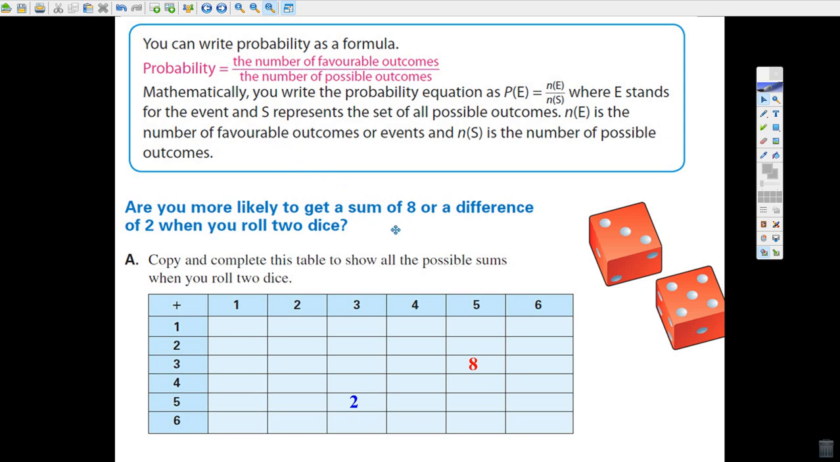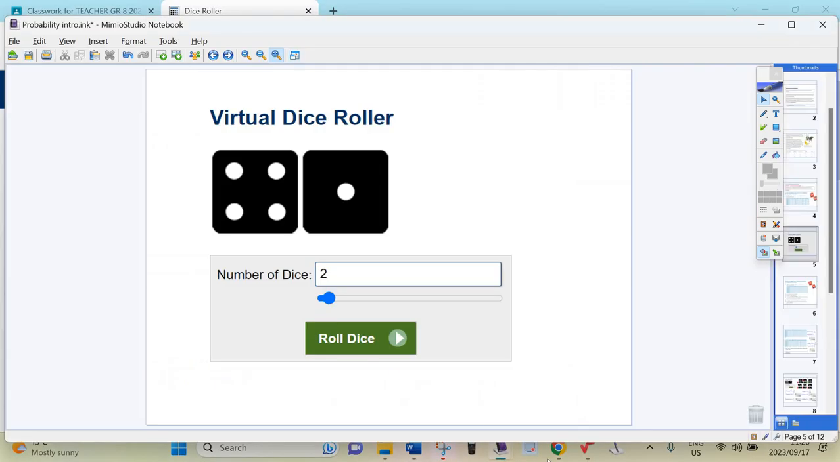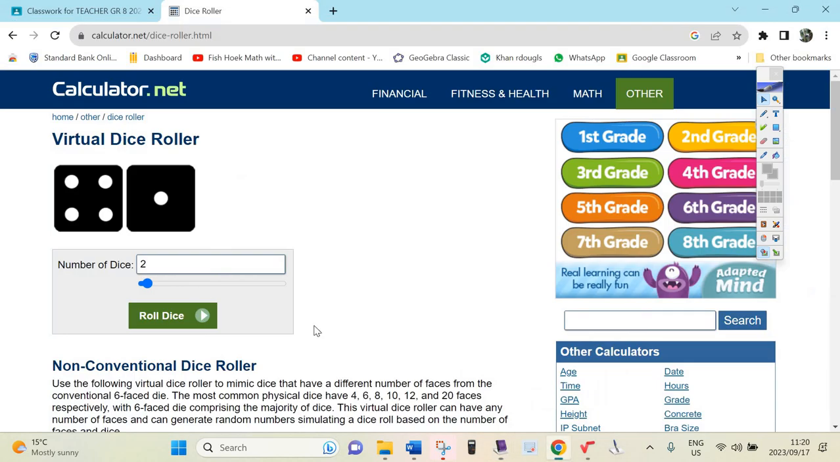Now, in the last part of the investigation, you actually get to do something. This would give you something called theoretical probability, making these fractions here. What if we did an experimental probability? Well, what I want you to do is, if you have a dice, we're going to roll a dice. But if you don't have a dice, you can go to a virtual dice roller. Let's take a look at that.